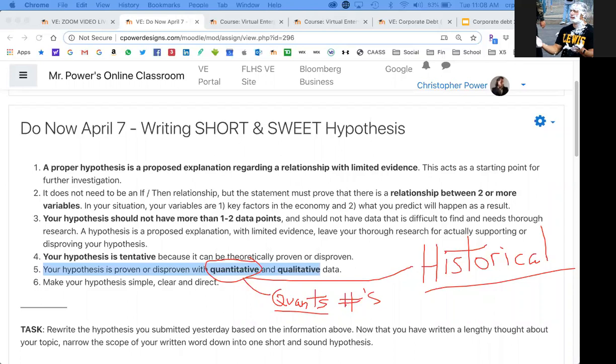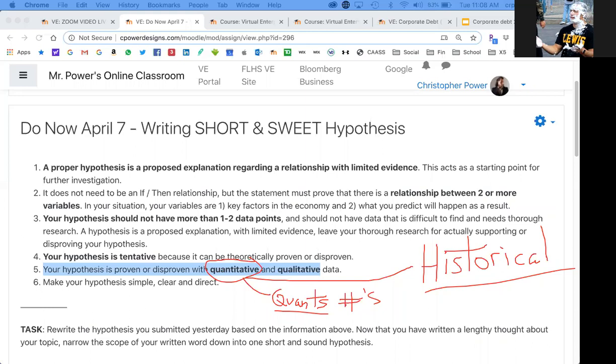Temperature would be the number. Quantitative: it's 80 degrees outside. Qualitative: it's hot outside. Quantitative: Ethan is 6'2". Qualitative: Ethan is taller than most students at Francis Lewis High School.